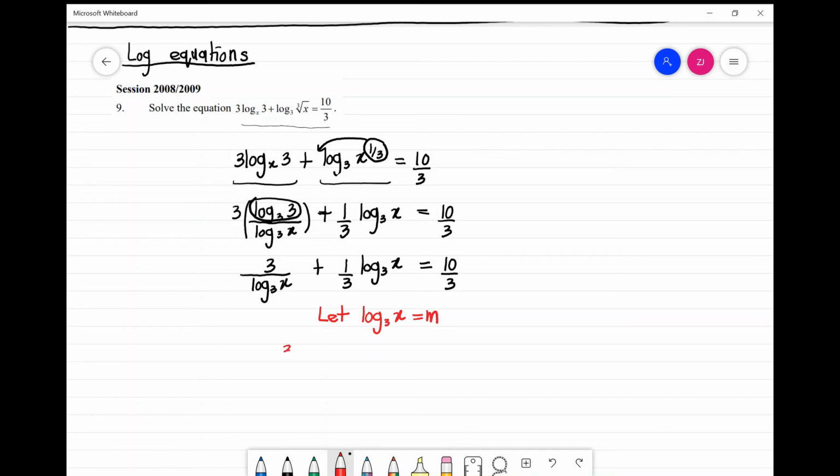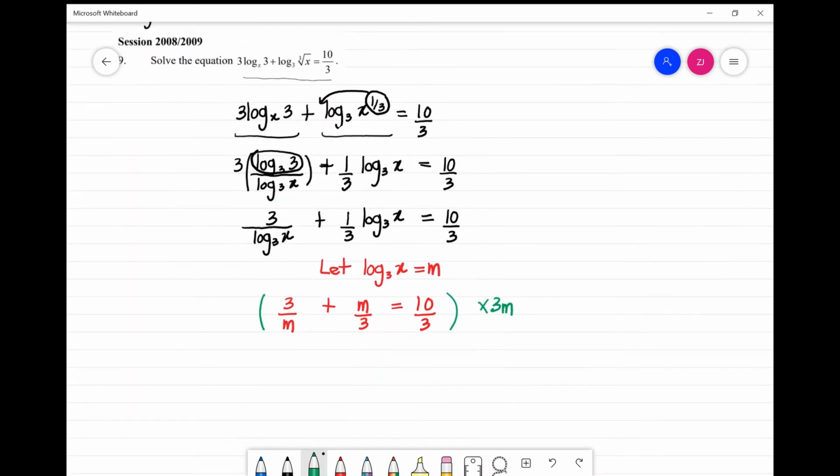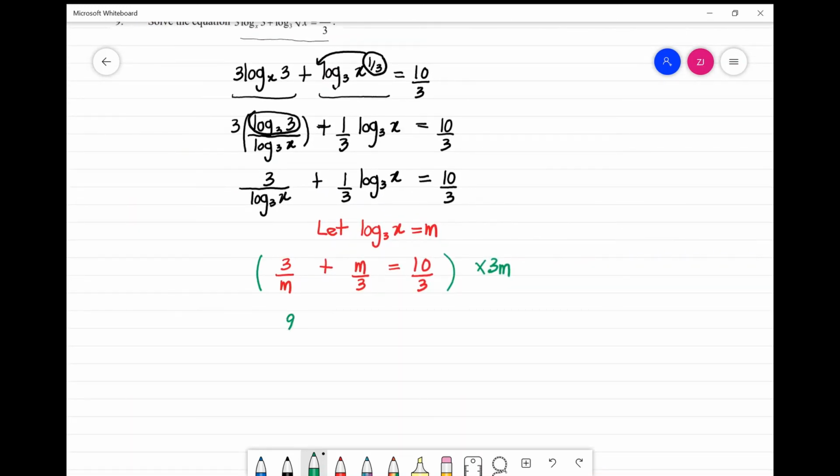So what do we get? We have 3 over m plus m over 3 equals 10 over 3. In order to get rid of the fraction, we multiply both sides by 3m. So we have 9 plus m over 3 times 3m, which gives m squared, equals 10 over 3 times 3m, so we get 10m. We get a quadratic equation in m, so we bring everything to one side.